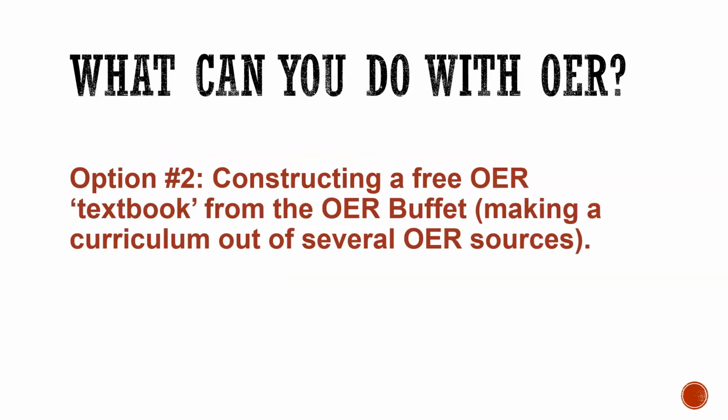A second option is constructing a free OER textbook from the OER buffet, making a curriculum out of several OER sources. Maybe one textbook isn't covering all the things you need for your course, but if you found two textbooks that you can puzzle together, that makes the perfect OER textbook for you. You can start picking and choosing and making a Frankenstein of the best possible OER items for a particular course, making your course stronger through all these diverse textbook sources.